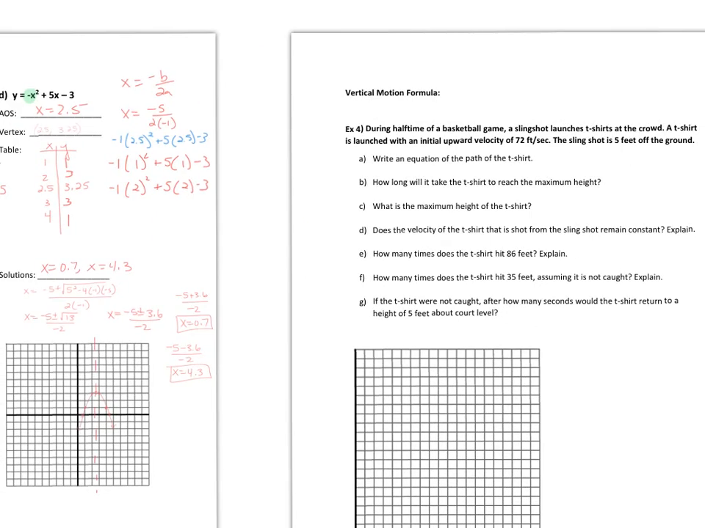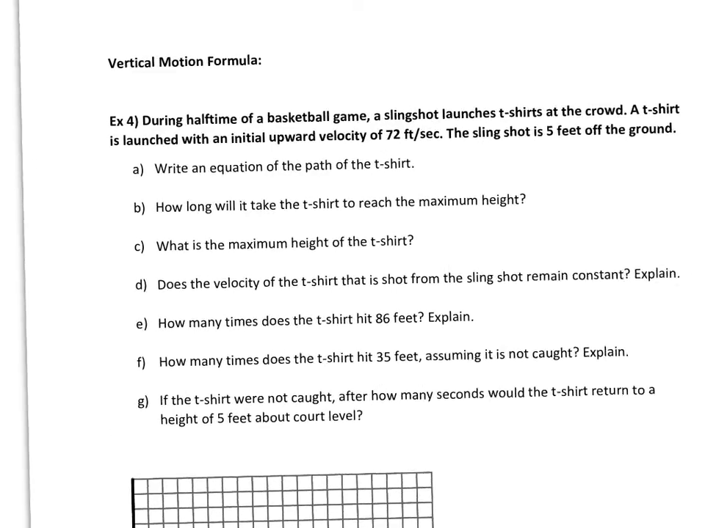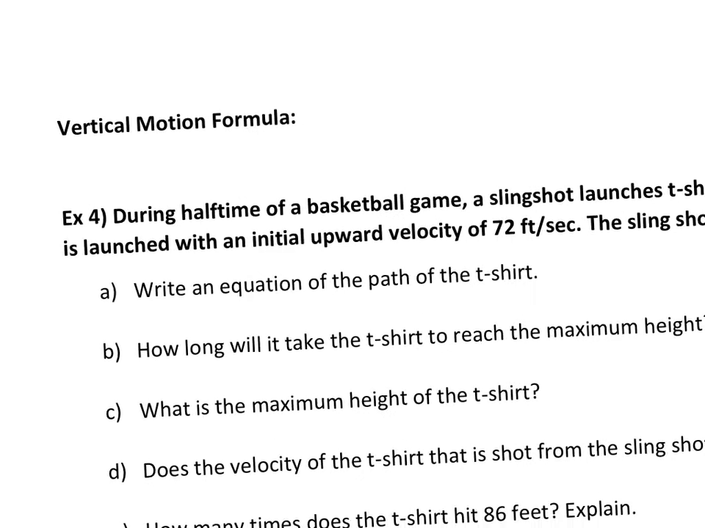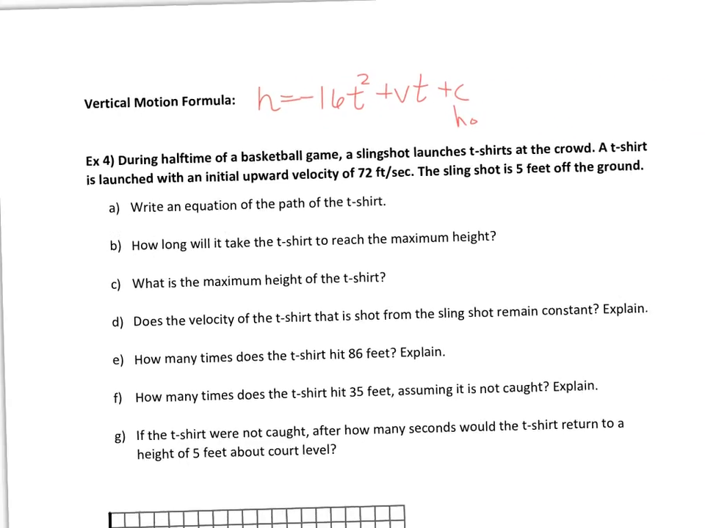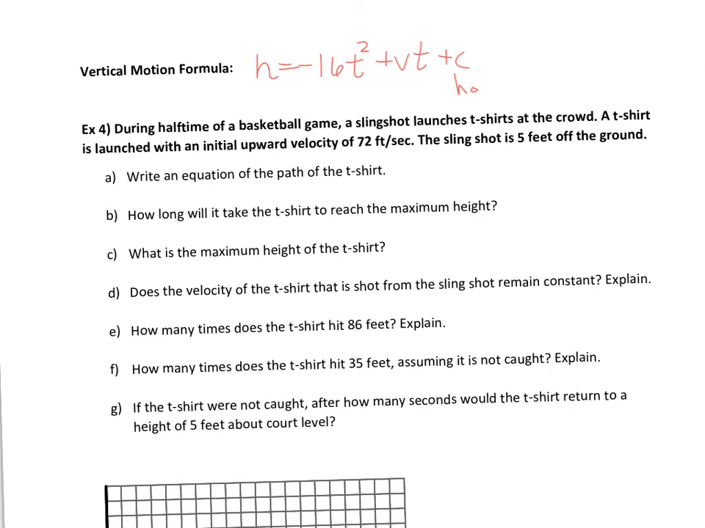Okay, and last problem, and this is a word problem. I know it's going to be a lot, but we can handle it. First off, let's review the vertical motion formula: h equals -16t squared plus vt plus c, or h sub 0, depending on what website you're looking at. During the halftime of a basketball game, a slingshot launches a t-shirt at a crowd.